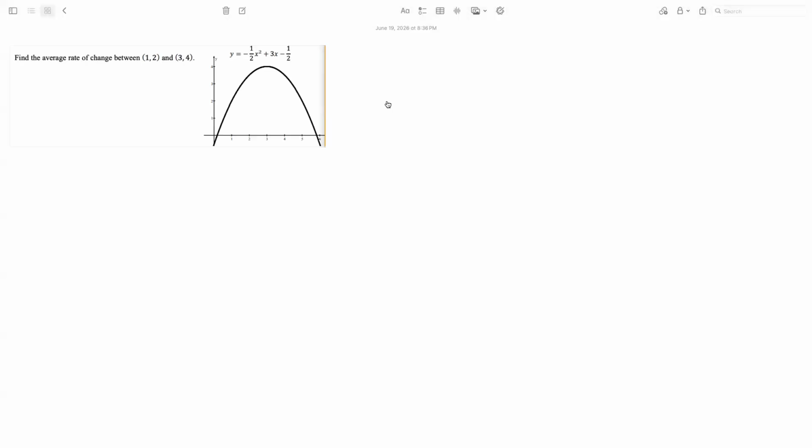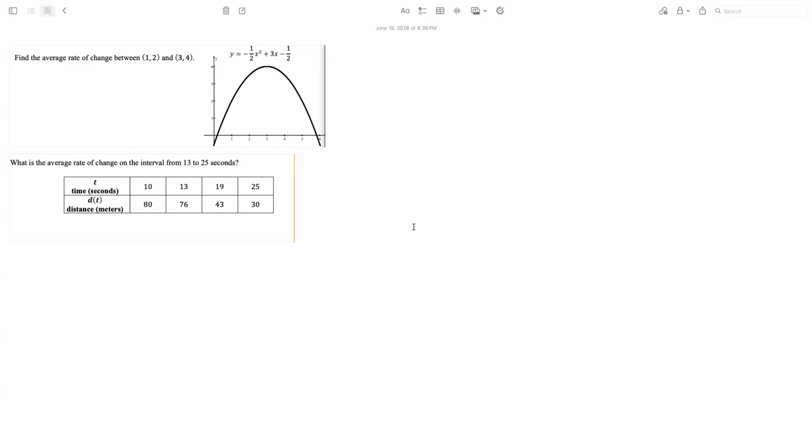How about this? I'm going to give you a graph. I'm going to give you a table. In both you should be able to find the rate of change, the average rate of change. There are 2 points given. I know that's a parabola, but let's see. I'm giving you a table, I'm giving you a graph, and you're going to find the rate of change.